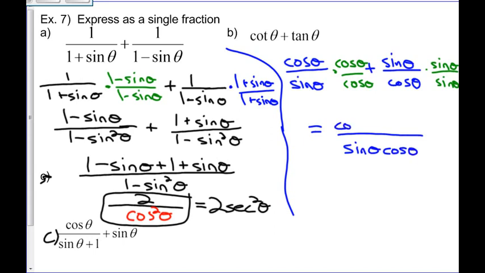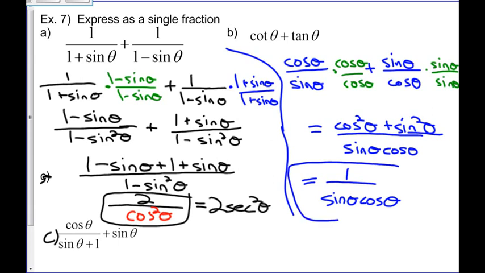And on top, we'd have cos squared plus sine squared, or 1 over sine theta cos theta. If you didn't want it in fractional form, you could write this as secant cosecant, but this is fine. Okay, and the reason we have that 1 is because cos squared plus sine squared is 1.